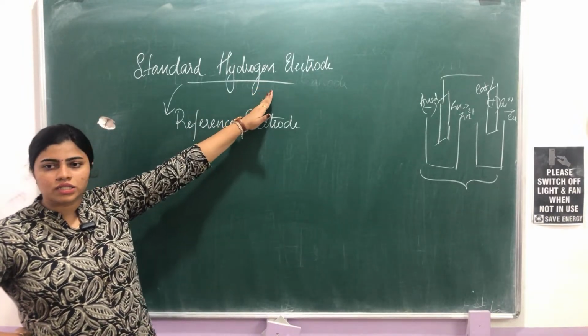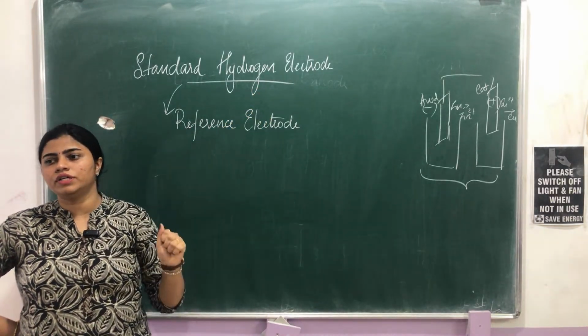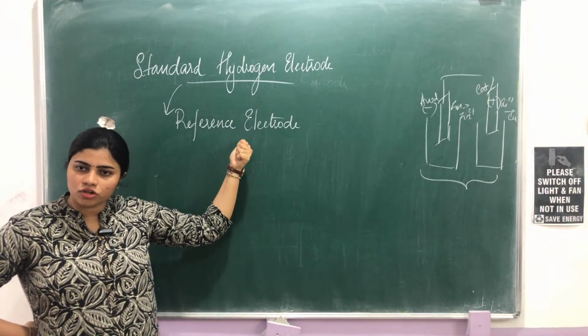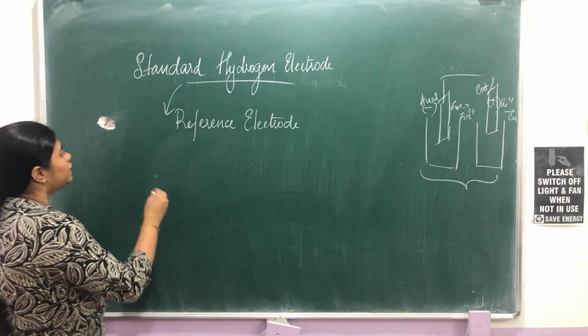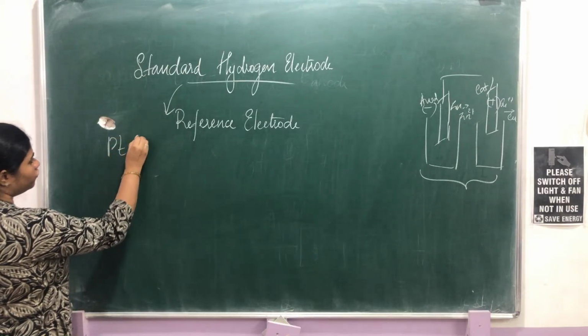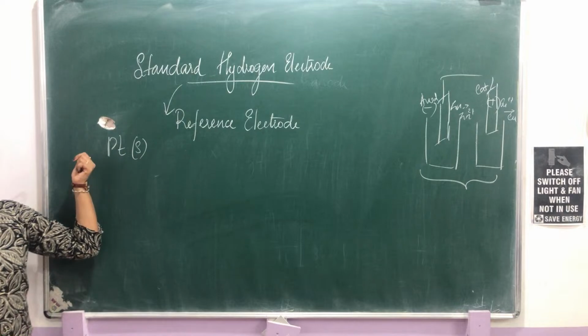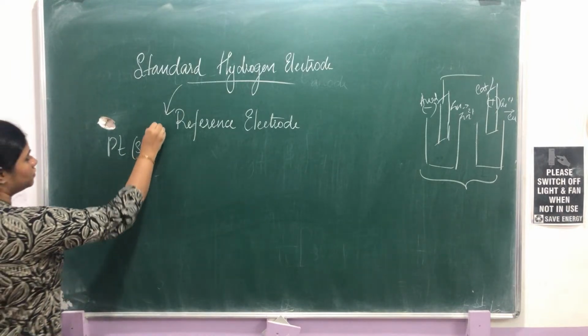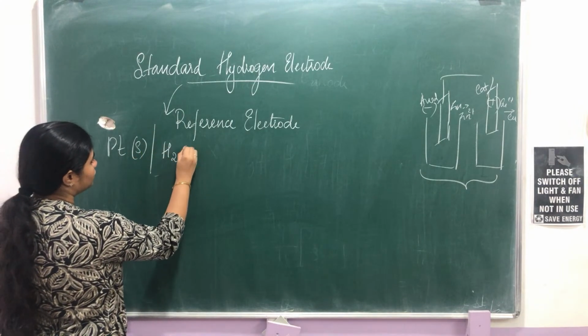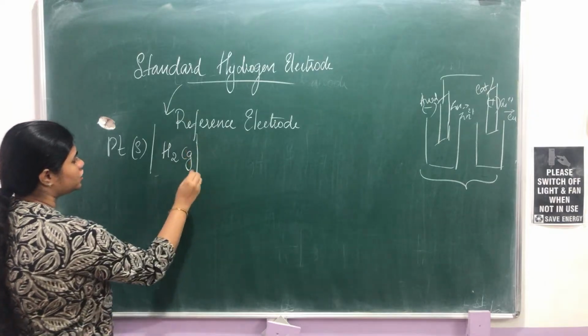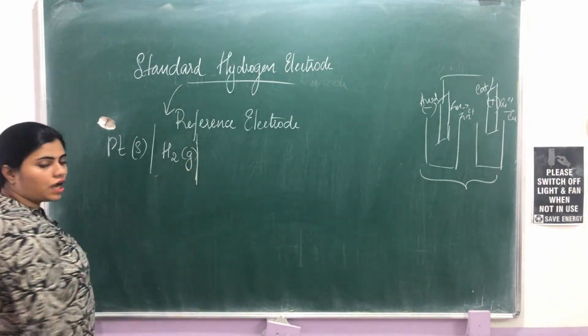So in order to understand how this acts as a reference electrode, should we know the working of this electrode? Yes. So standard hydrogen electrode consists of three things. What is Pt? Platinum electrode. Then it has, what is H2(g)? Hydrogen gas.